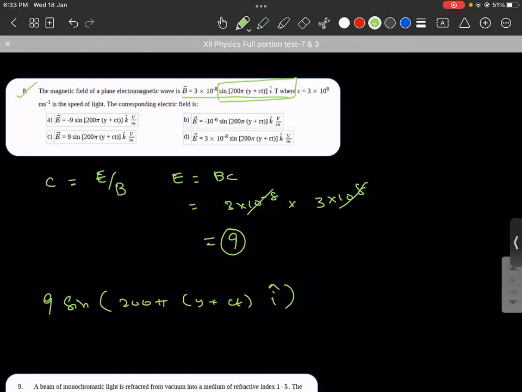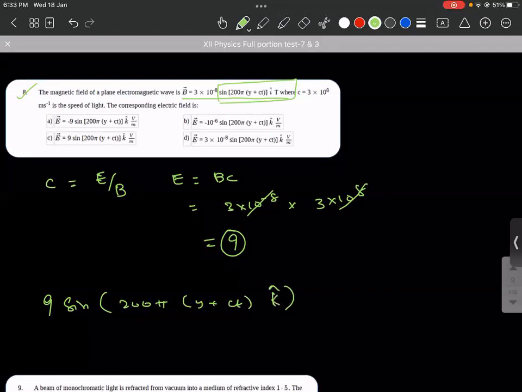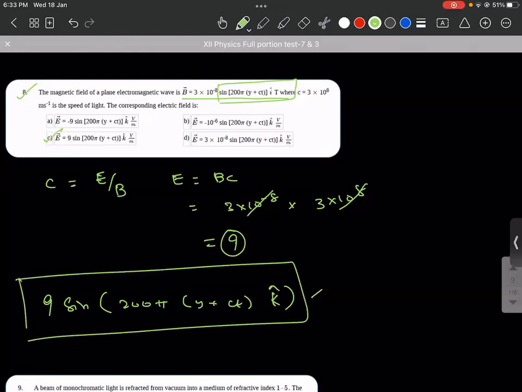What would be the direction perpendicular to I cap? It can either be K cap or J cap. But in all the options, since K cap is given, I'm taking this into consideration. So which option is right? It is option C. Did you understand why I wrote it like this? Is everyone clear with this? If not, please get clarified.